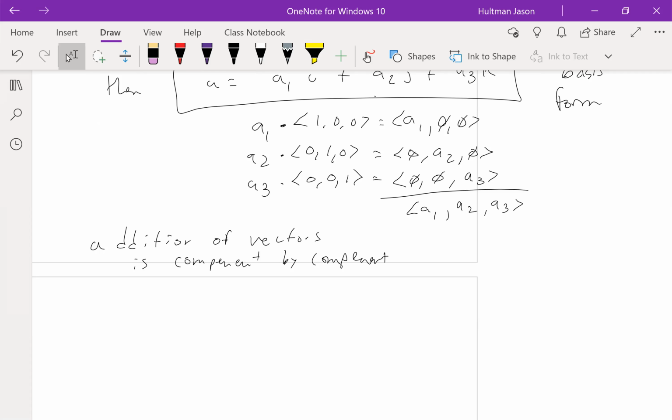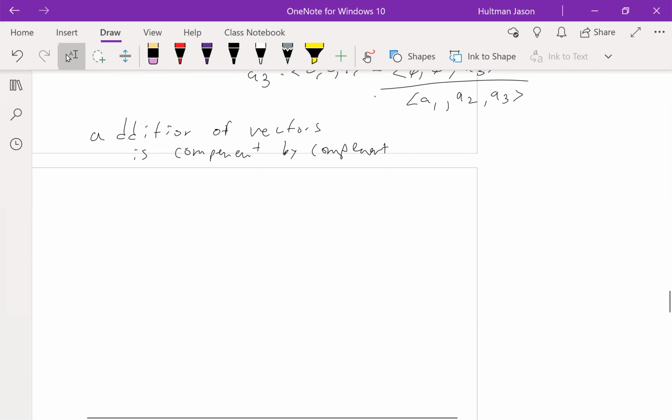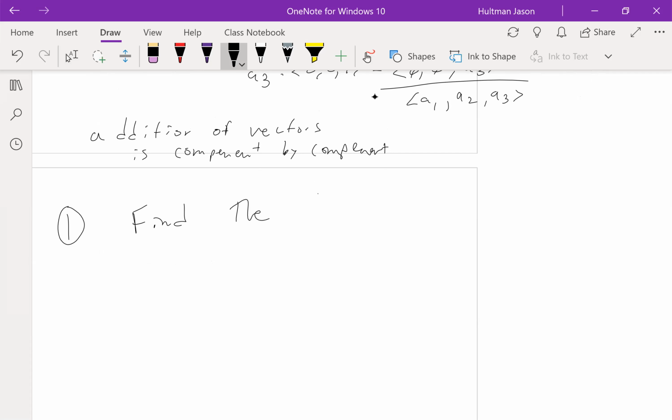Okay, let's do one final example here. Number 3. I think that's number 3. Maybe there's just number 1. Who knows? I don't know. I lost count somewhere. Let's do one final example. Okay, find the tension T1 and T2.